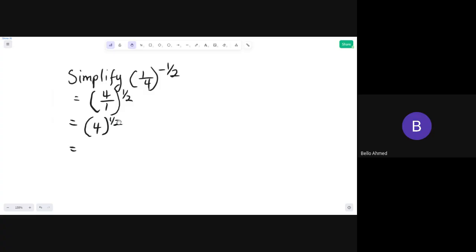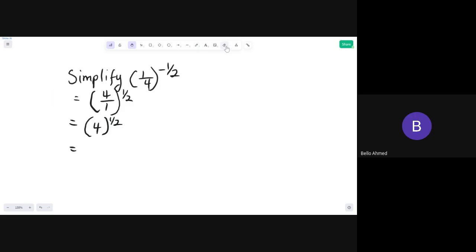So what do I mean by that? The denominator here is actually 2, so I'm going to be writing square root. Now, if the denominator is 3, I'm going to be writing cube root. If the denominator is 4, I'm going to be writing fourth root, and so on and so forth.